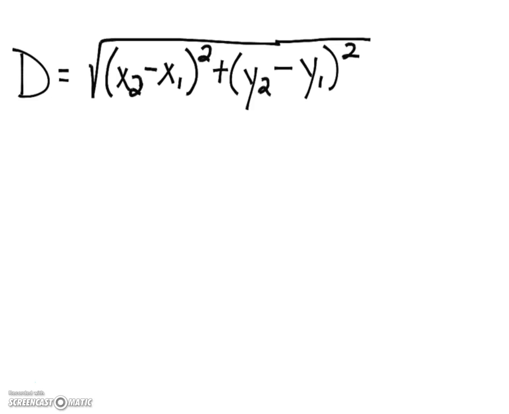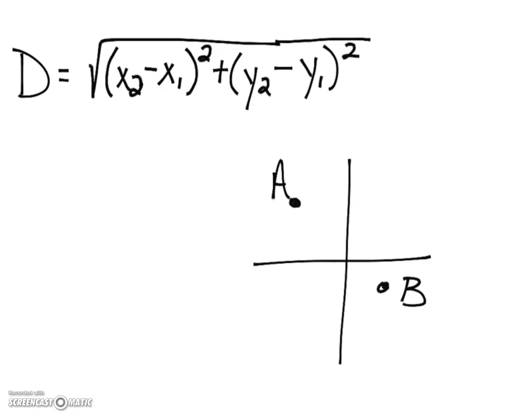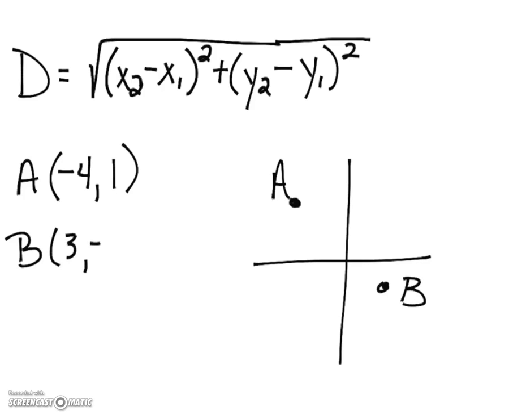Okay? So if you imagine with me that you have a graph, and you have 1 point over here, call it point A, and you have another point over here, and that's point B, we need the coordinates for A and B. Okay? So we can pretend that A's coordinates are (-4, 1), and B's coordinates are (3, -1).